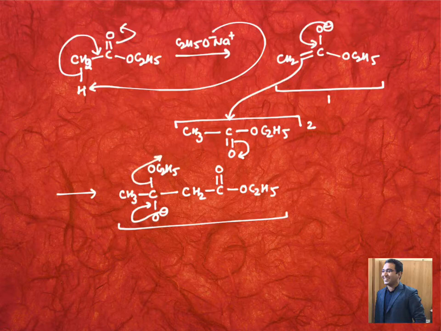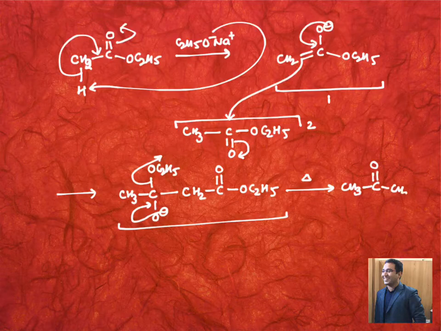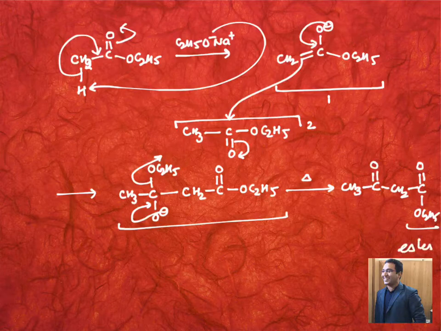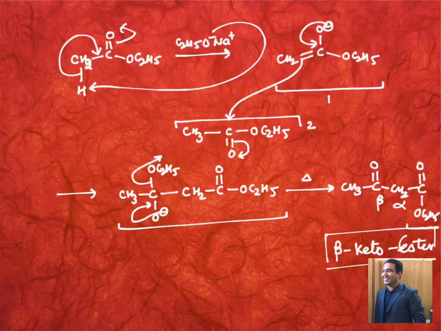So this O- can remove OC2H5 after slight heating. The final answer in this case is CH3 C=O CH2 C=O OC2H5. Can I call it an ester first of all? Yes, C=O with OC2H5 is an ester. What is the next position after alpha? Beta. And the next? Gamma. We can see at the beta position there is a C=O, which makes us write the name beta keto. It is a ketone group present at the beta position. So the product becomes a beta keto ester.